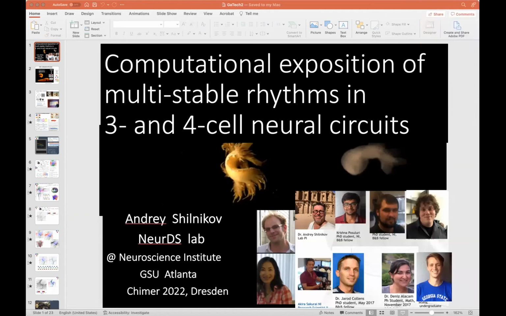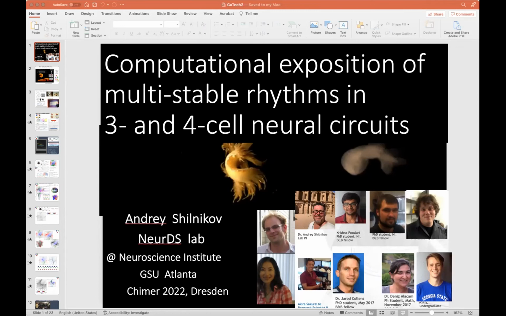The only reason I'm showing this picture is to show that the circuit that controls the swimming pattern looks like a triangular shape. It has DSI cells. It's basically just a three-cell network. That's the main point.